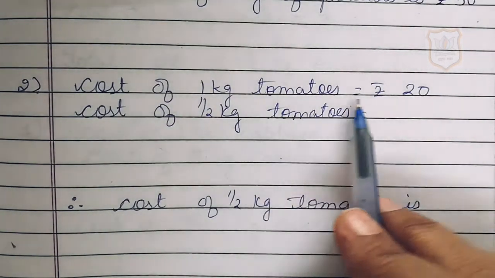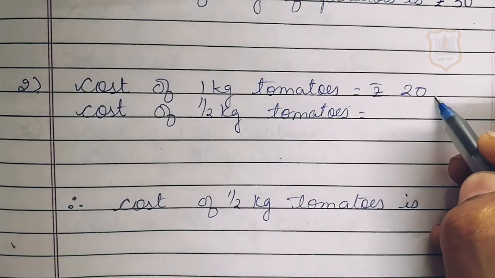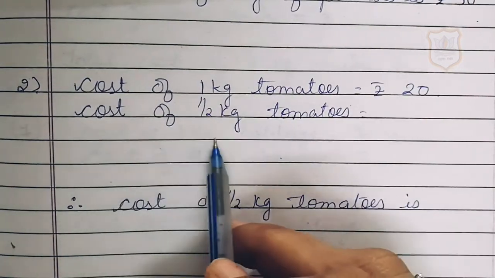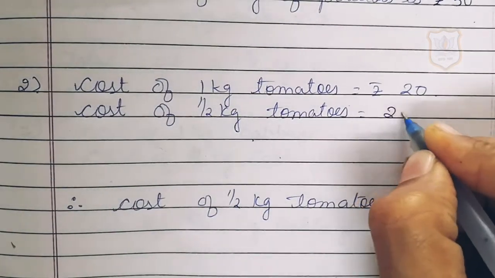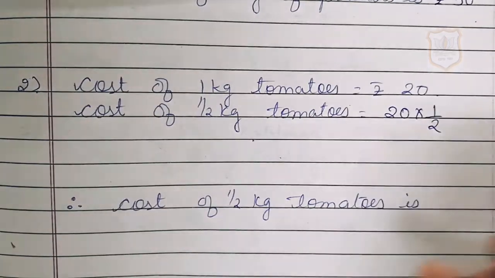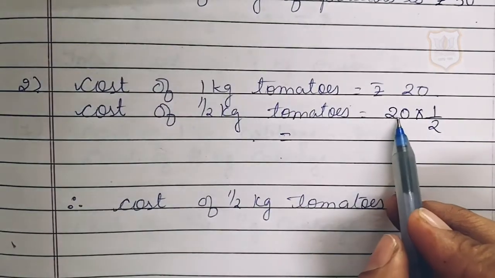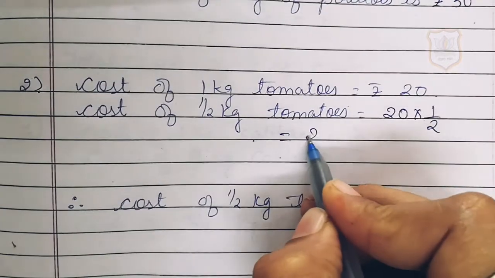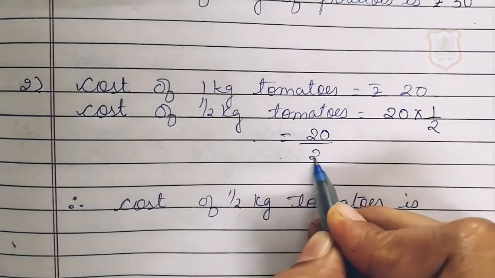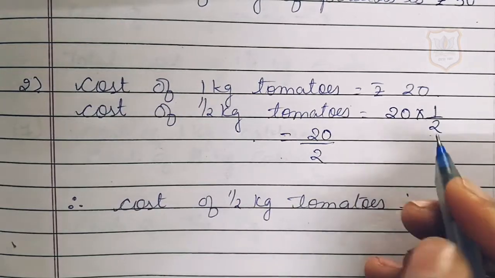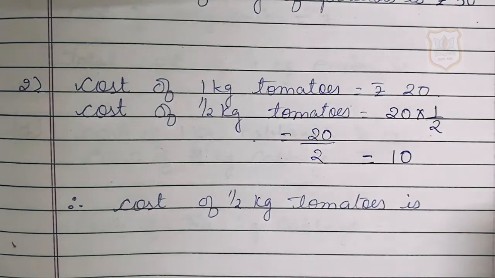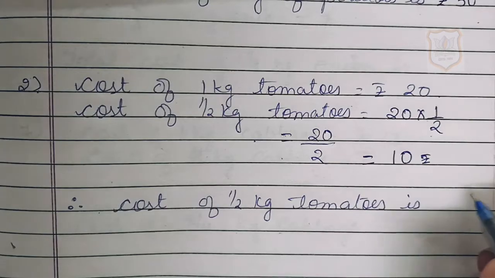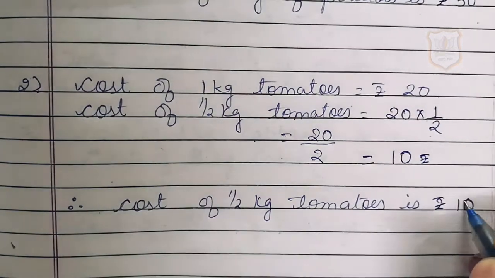Cost of 1 kg of tomatoes equals rupees 20. It was given in the price list table. Now we have to find out the cost of half kg of tomatoes. To find out the cost of half kg of tomatoes, we will multiply 20 with half. Now first we will multiply 20 with 1. 20 ones is 20. 2 we will write as it is. Now 20 divided by 2. 20 divided by 2 is 10, as 2 tens is 20. Therefore, cost of half kg of tomatoes is rupees 10.